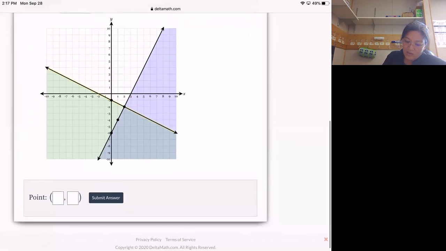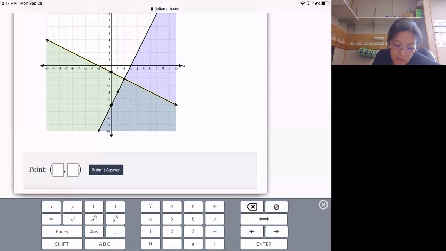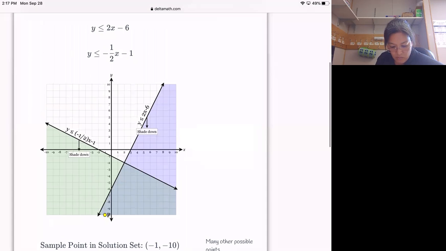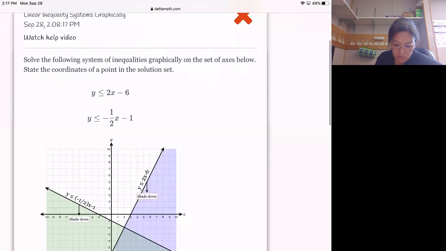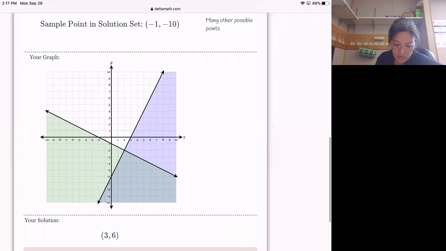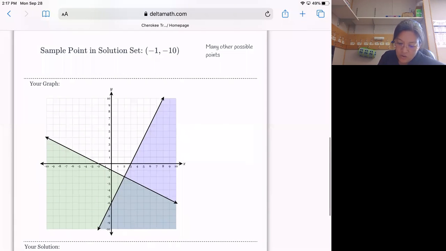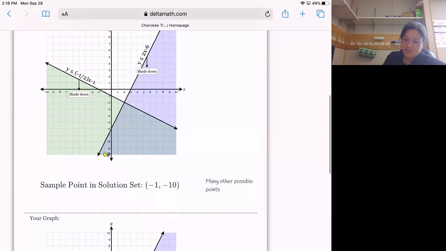So see where the shading overlaps. Let's identify a point in there, because that's what we're being asked to do, state the coordinates of a point in the solution set. If I went to +3 and dropped down to 6, 3, 6. Submit our answer. Did I graph our line wrong? What did I have? Oh, 3, 6. 3, 6 is over 3 up 6. That doesn't fit in the solution. My stated solution is not in the solution set. Eek, I meant -6.